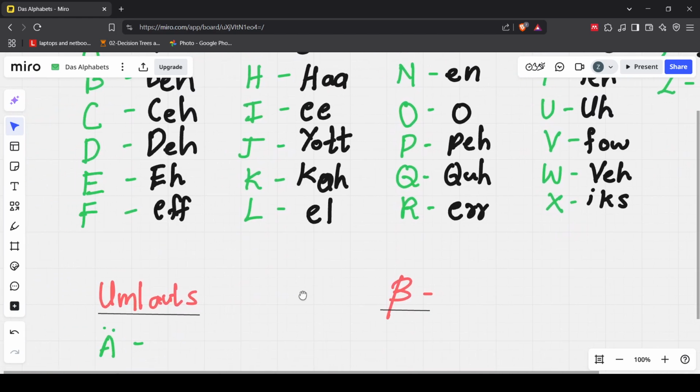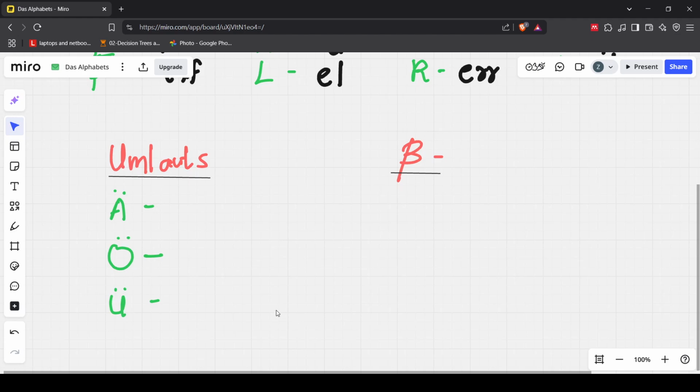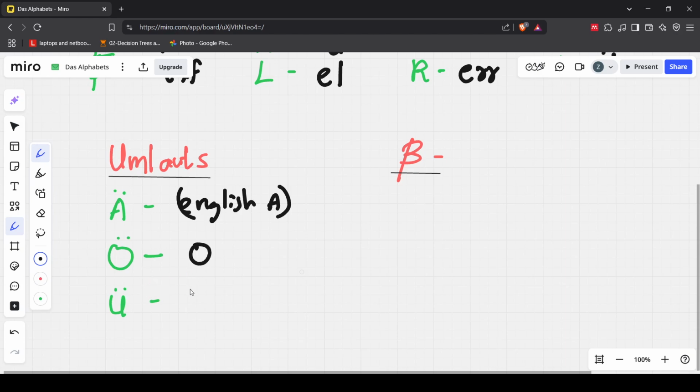Apart from the existing 26 alphabets, in Deutsch we are using three more vowels. These are A, exactly like the English A. For comparison, I'm saying it's the same English A. And this is O, and this is U. Pronunciation only. This doesn't mean that this is U. This is the pronunciation. This will be called as English A, U, not U, O, and U.